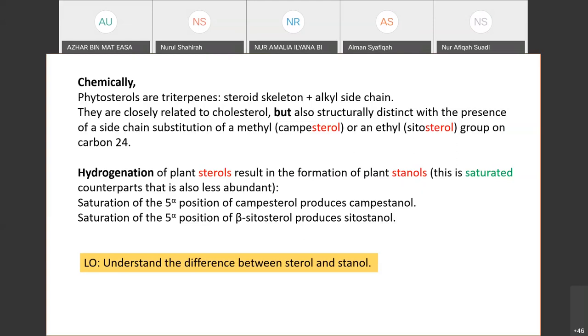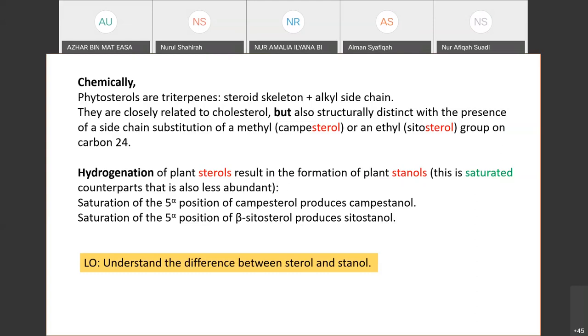They are like brothers, very close together, because when you perform hydrogenation of sterols, you will get stanols. Stanol is the saturated counterpart. Stanol is also less abundant. So most of the time we talk about sterols, but there are stanols, of course. This can be difficult for now. Saturation of the 5-alpha position of campesterol produces campestanol. Saturation of the 5-alpha position of beta-sitosterol produces sitostanol. The learning outcome on this page is basically to understand the difference between sterol and stanol.